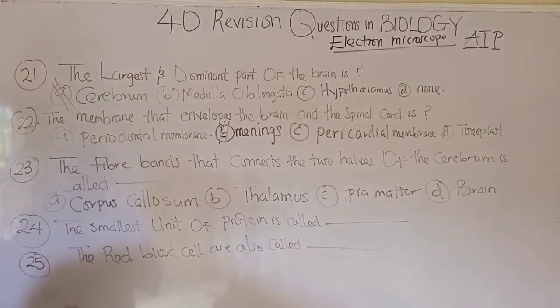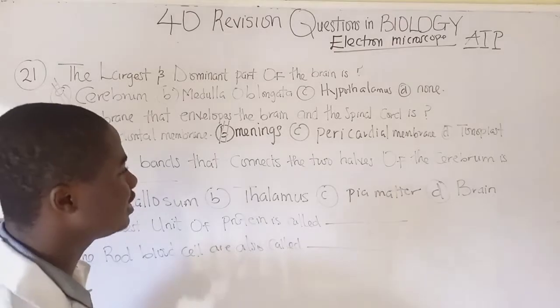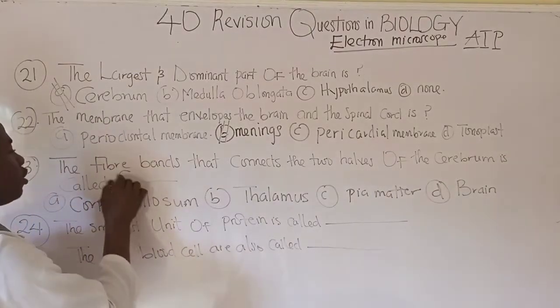Now, question 23 says the fiber band that connects the 2 halves of the cerebrum is called the corpus callosum.